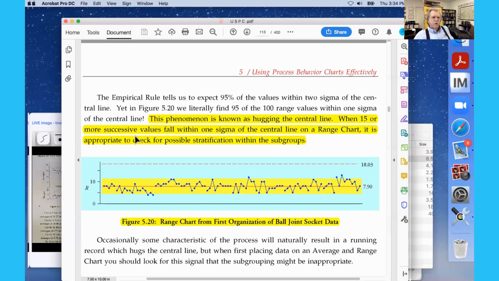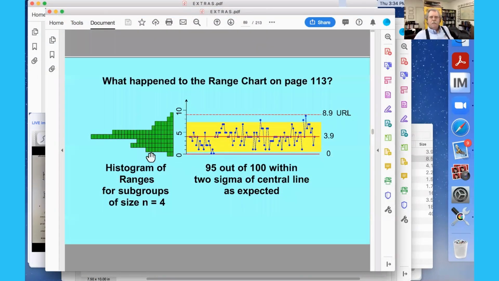When 15 or more successive values fall within 1 sigma of the central line on a range chart, it's appropriate to check for possible stratification within the subgroup. Here is what you would expect to see on a range chart for subgroups of size 4 with an average like 3.9, and you get 95 out of 100 within 2 sigma of the central line.